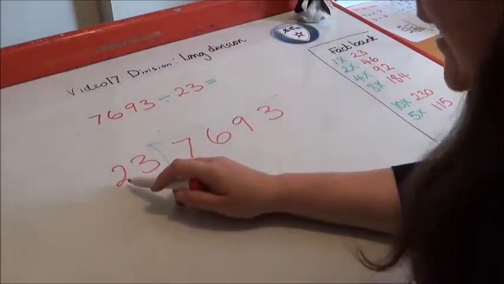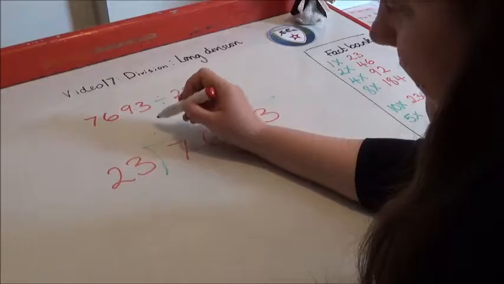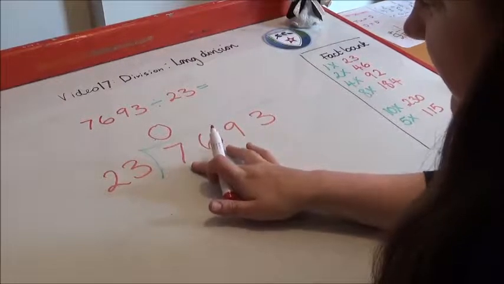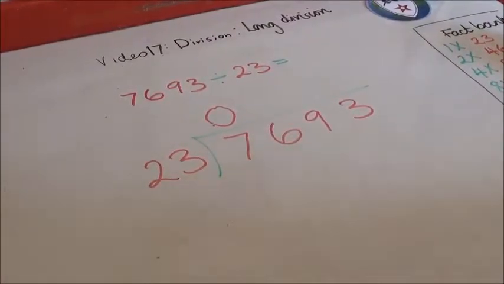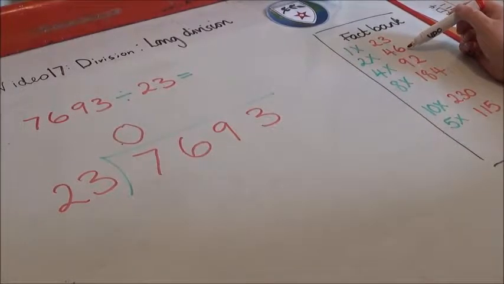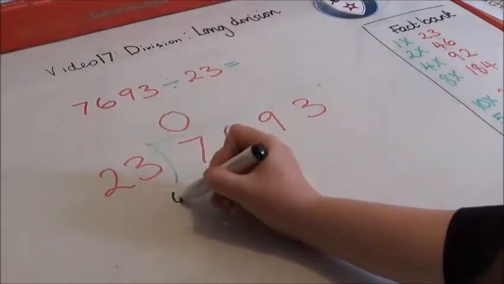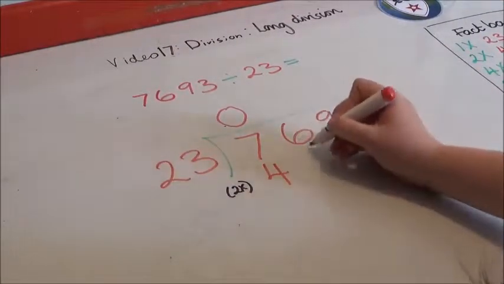So, how many groups of 23 can we get from 7? None. How many groups of 23s can we get from 76? Let's have a look over to our fact bank. I think here, our best bet to begin with is probably 2 times. So, if I put a little note here to say that we're going to take off 2 times first, and that was 46.